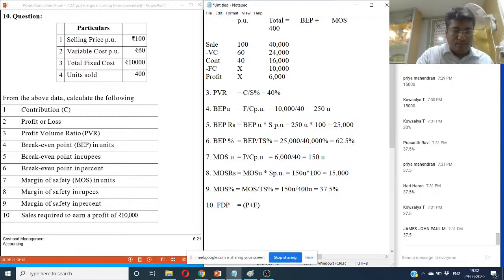Into, or simply we can use PVR. Otherwise, into sales by contribution. The desired profit you expected is 10,000. The fixed cost you have to meet here is also 10,000.